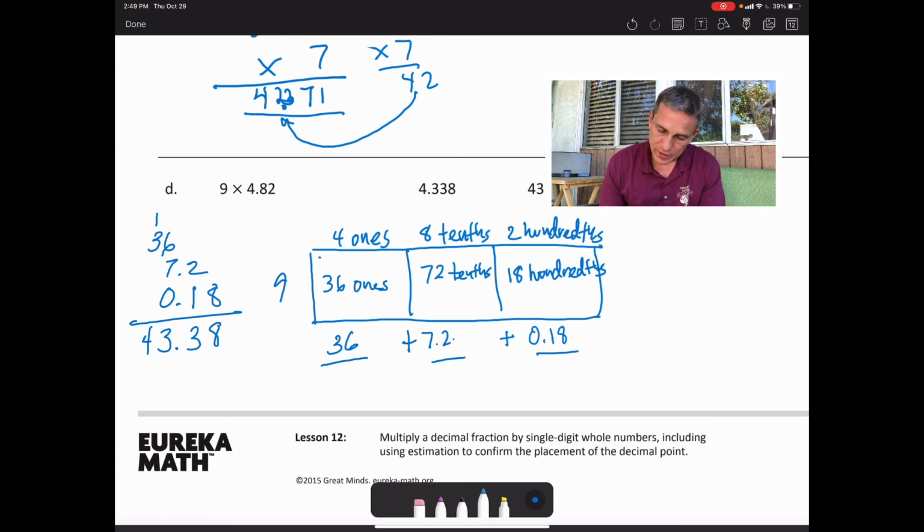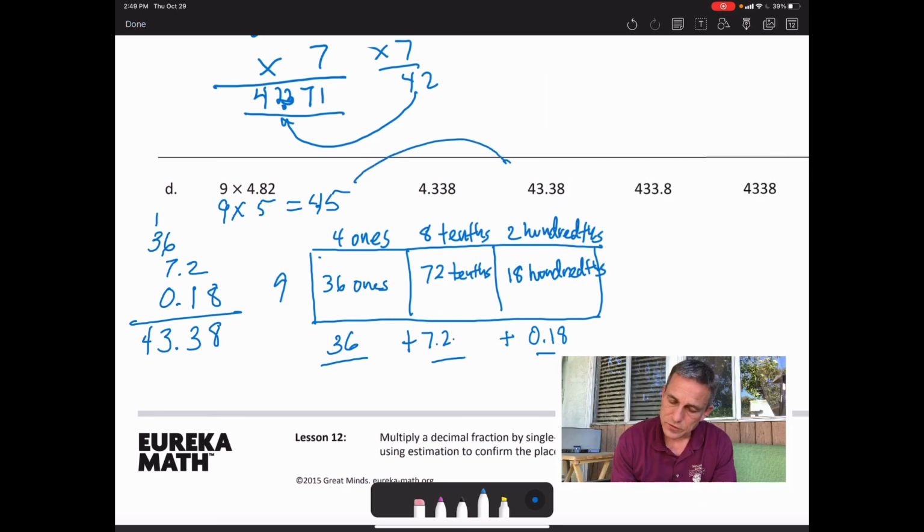Now I'm going to check the reasonableness of my answer by estimating. So 9 times 4 and 82 hundredths is very close to 9 times 5. 9 times 5 equals 45, and 45 is pretty close to 43 and 38 hundredths. So that also tells us which one of these to pick. And that's how we get through the first page.